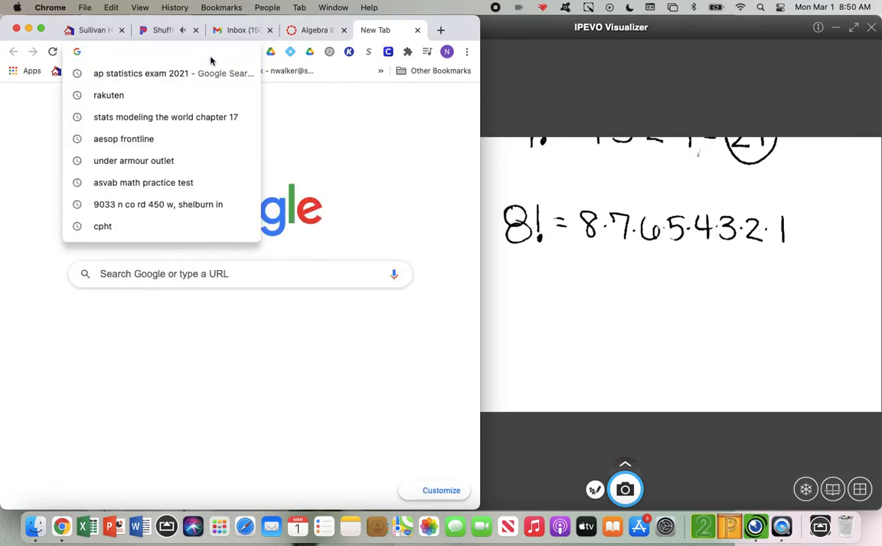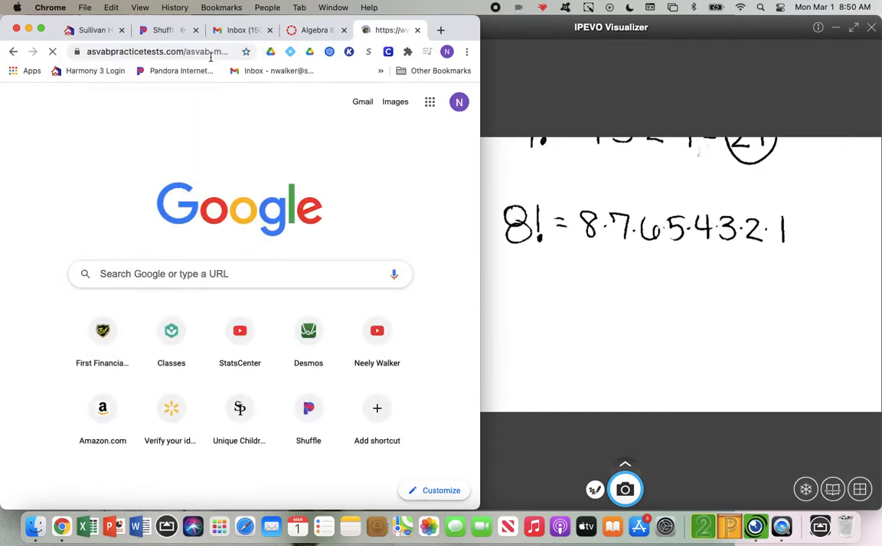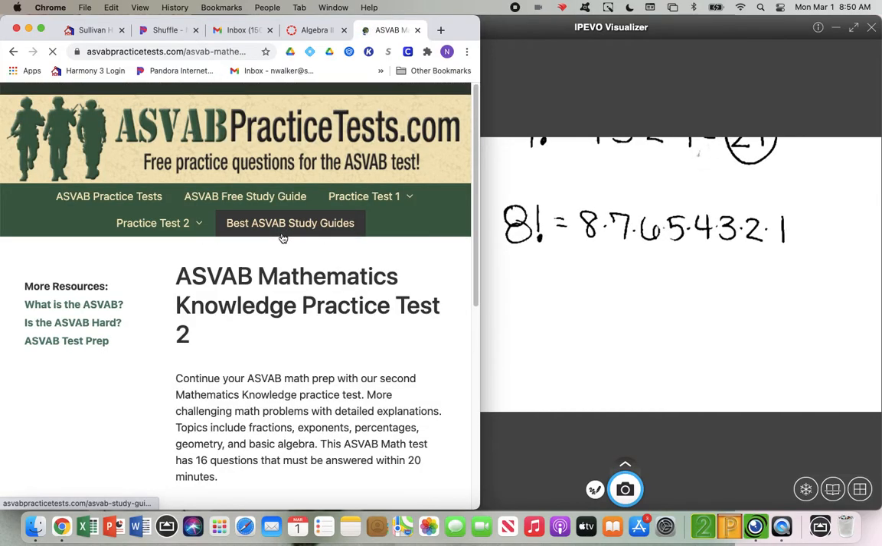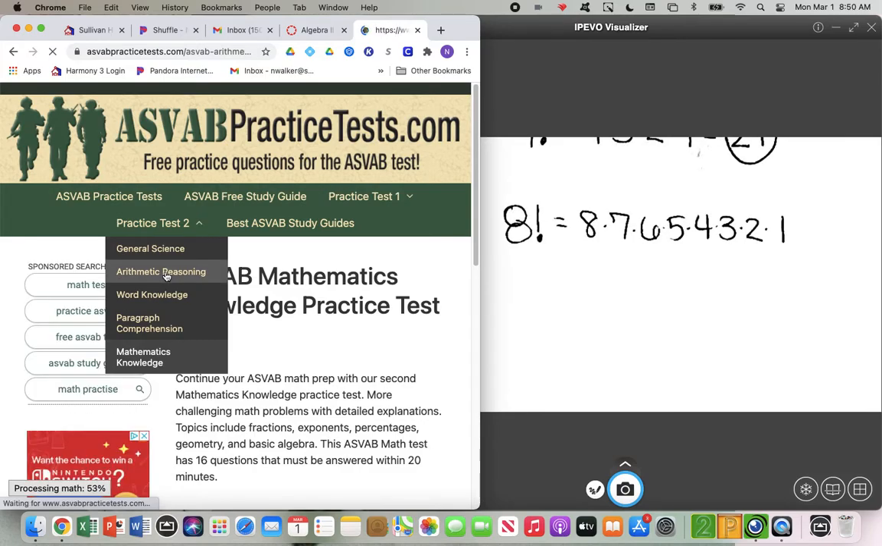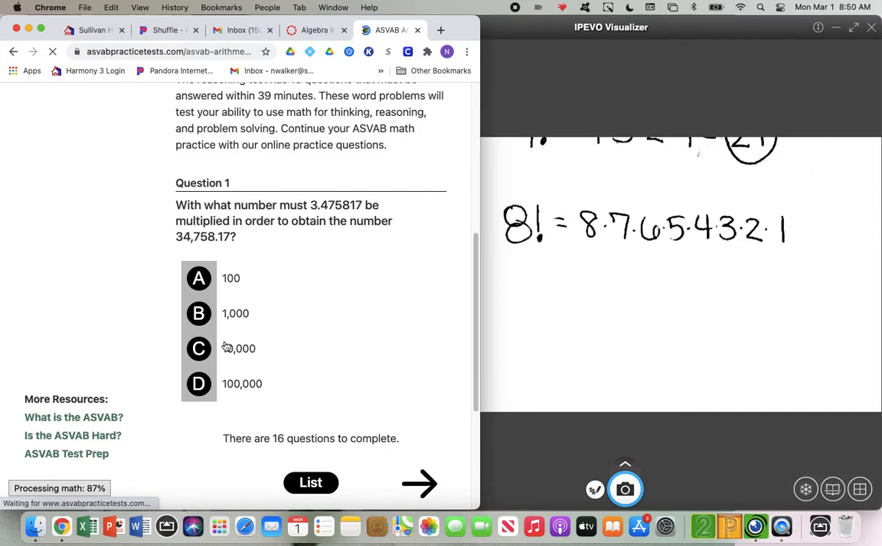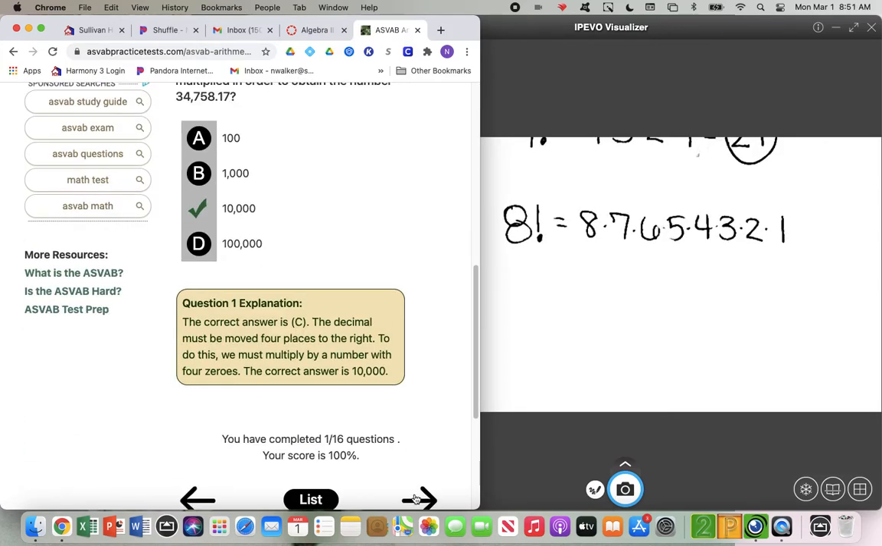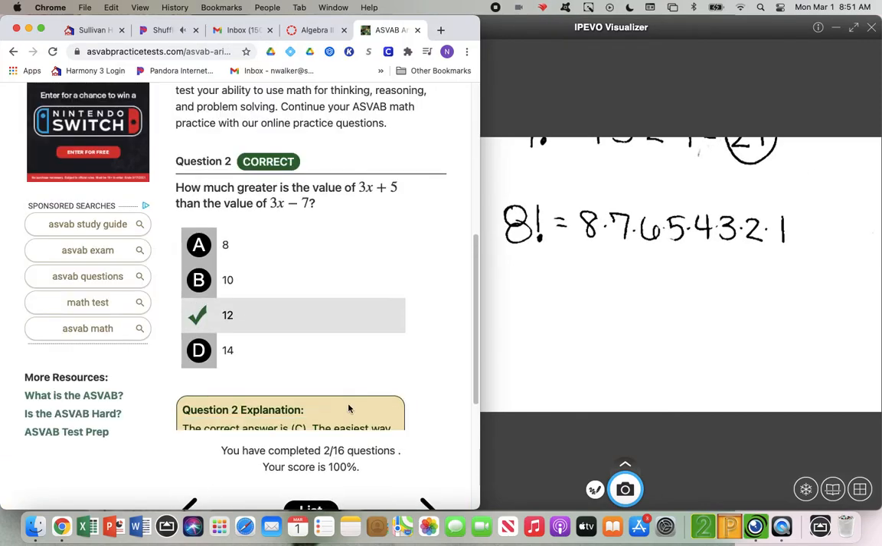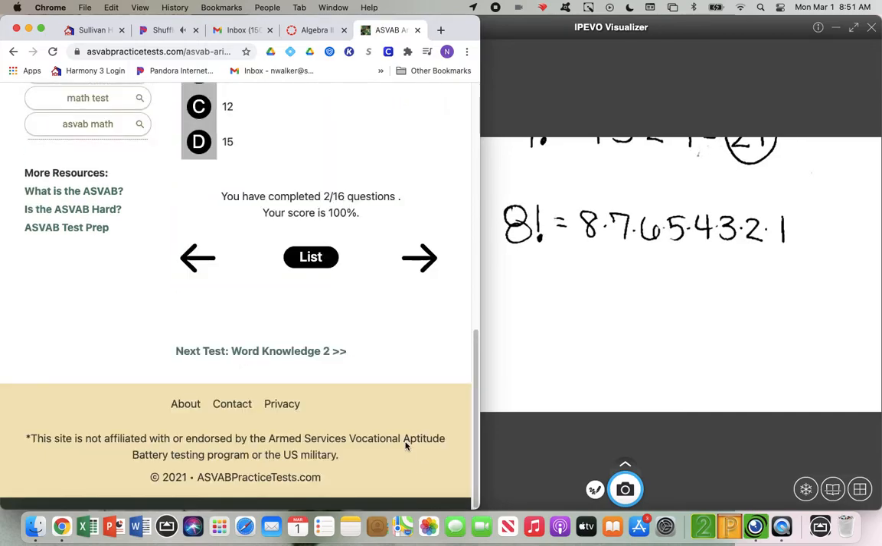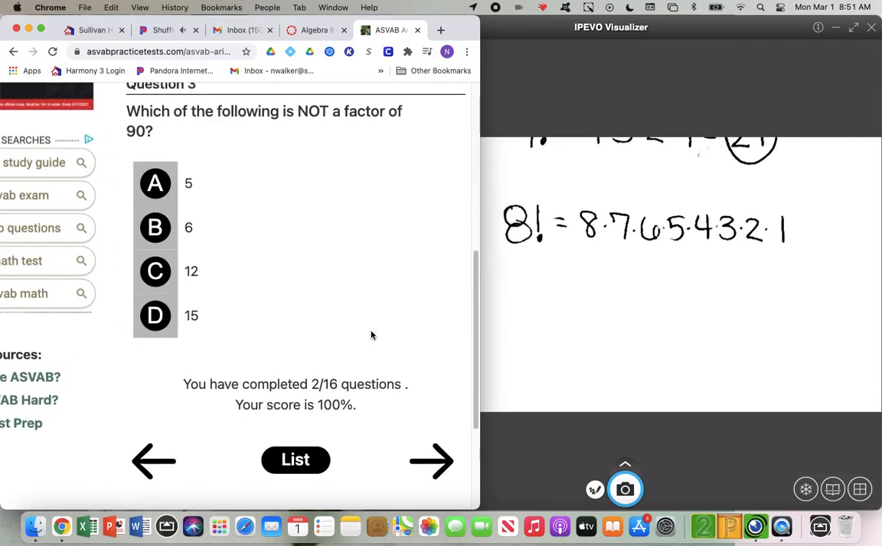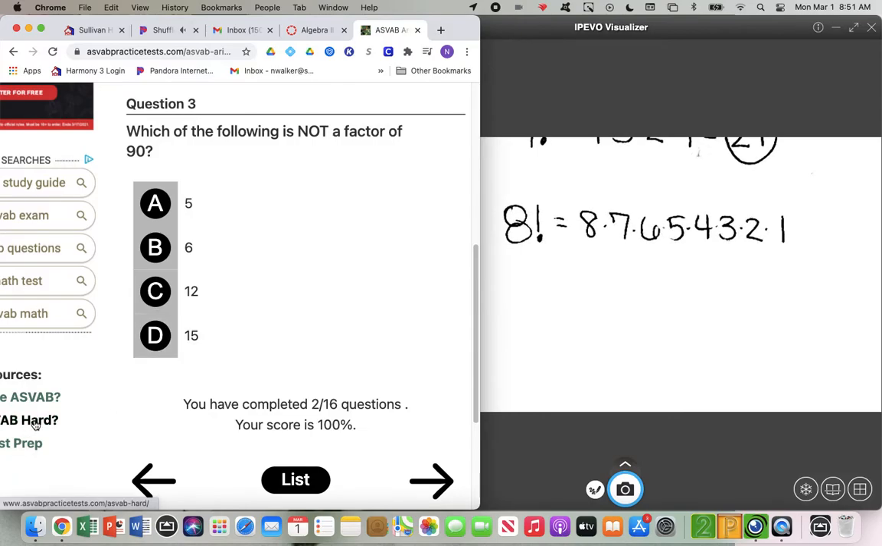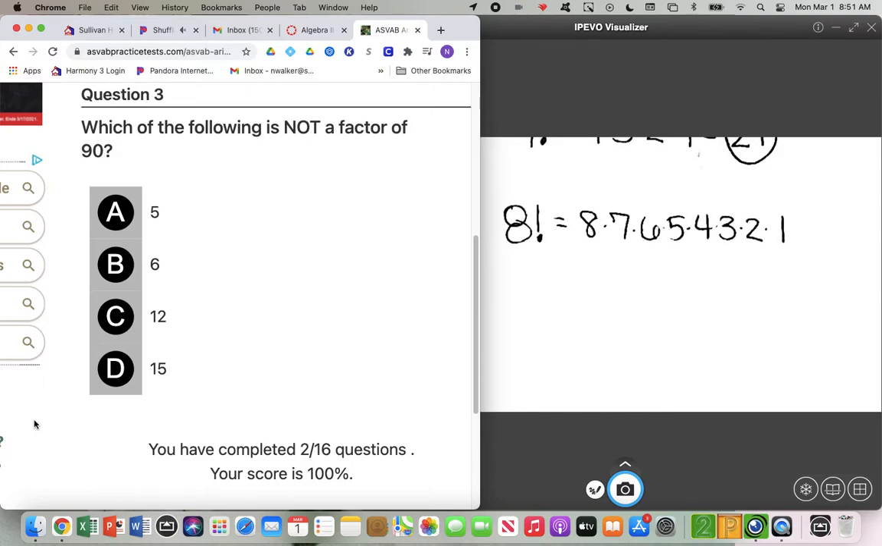All right, so I had one more test that I wanted to look at. That wasn't the question I wanted to do. All right. What about this question? It says, which following is not a factor of 90? What does that mean? What can't be multiplied to equal 90? All right, which one of these numbers cannot be multiplied to 90?